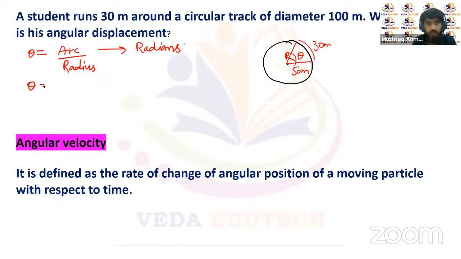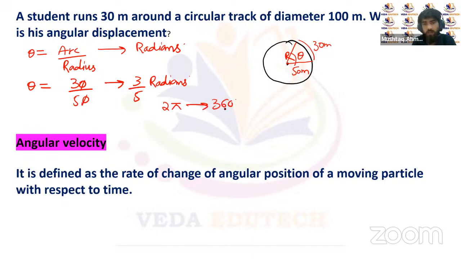Now the arc is the length traveled by this student. It is given as 30 meters upon the radius of this circular path, that's 50 meters. The angular displacement will be 3 upon 5 radians. In terms of angle, we know 2 pi radians is 360 degrees, or we can say 1 radian is equal to 360 upon 2 pi. Then 3 upon 5 radians will be equal to, in terms of degrees, 3 upon 5 multiplied by 360 upon 2 pi.